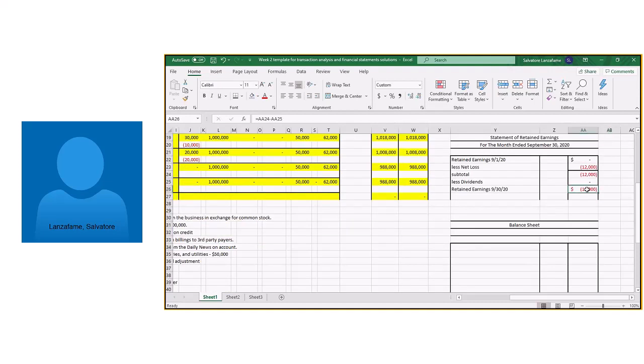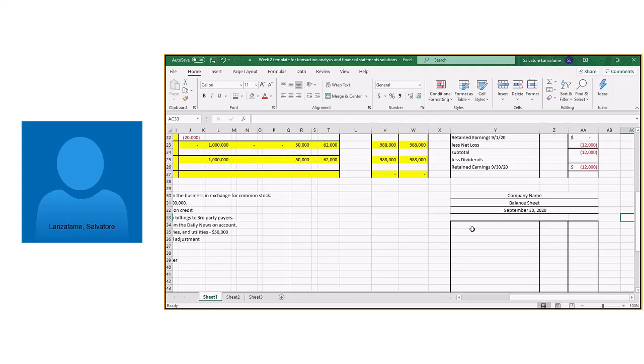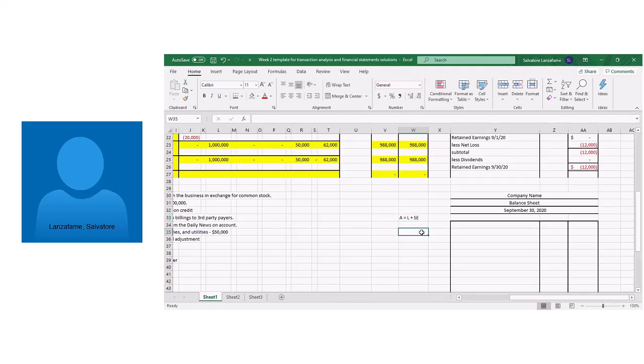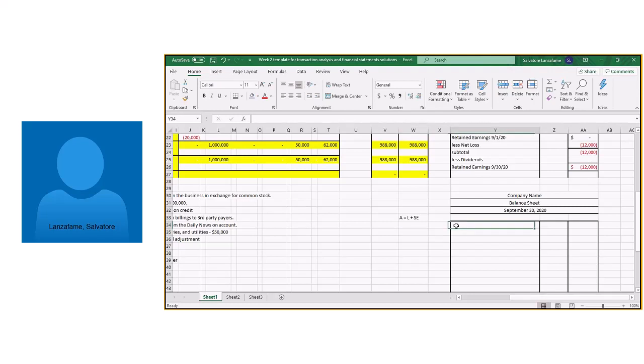Whatever you end up with as your final answer in retained earnings, that's what's going to get copied into the balance sheet. So speaking of the balance sheet, let's do it. So company name, balance sheet, and then the date, September 30th, 2020. Now what we're going to do in the balance sheet is see, do our assets equal our liabilities plus our stockholders' equity? That's the goal. So let's see if it does.